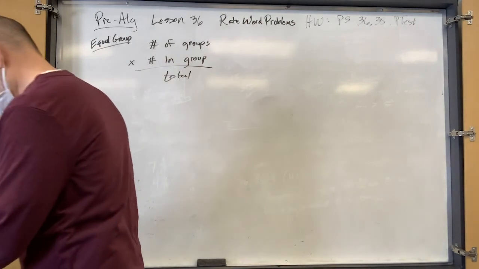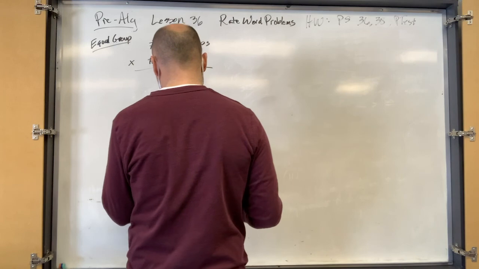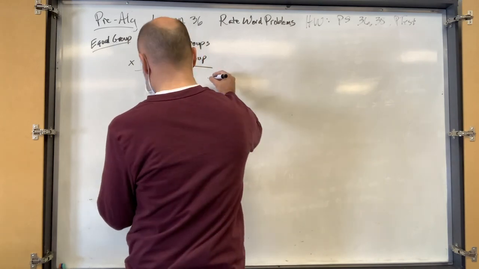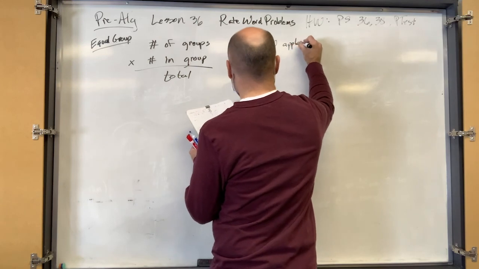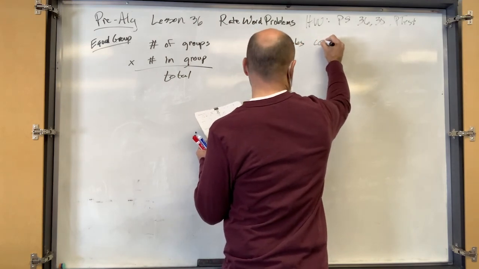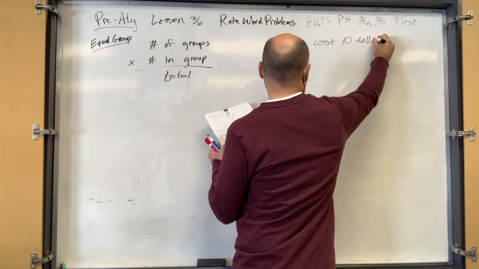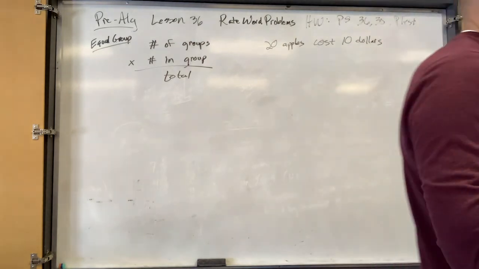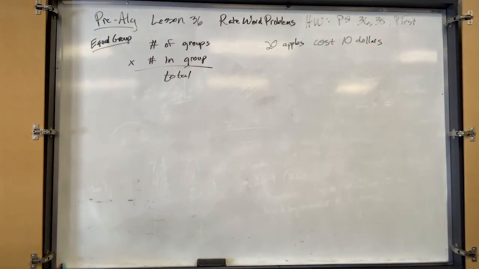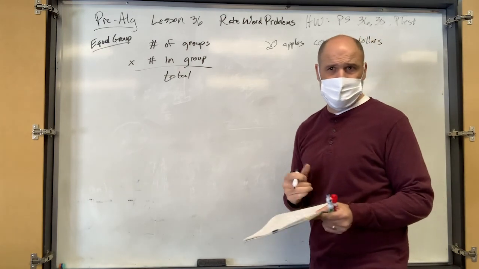For example, let's just do an example. So 20 apples. These are really good apples. That's why they cost $10. 20 apples cost $10. So that's 50 cents per apple. You could say 50 cents per apple, which isn't a bad price, right?